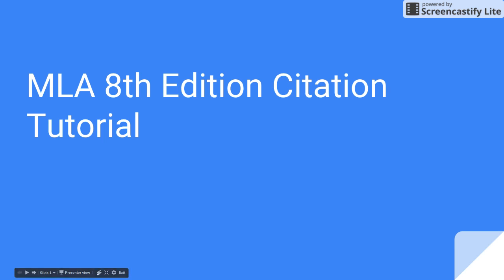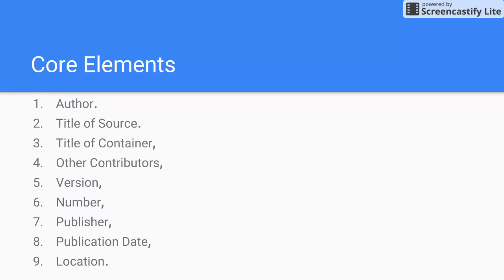I'm going to go over how to cite a resource for your Works Cited page according to the 8th edition MLA Style Guide. If you use previous editions of the MLA Style Guide, the 8th edition is a little different, so pay attention to the changes. An 8th edition MLA citation contains certain core elements, which are really just the different pieces of information that let people find the exact resource you used.